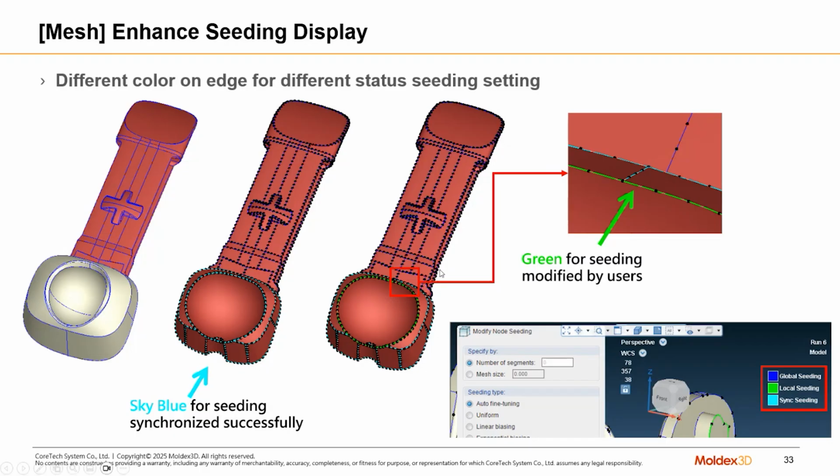So before we turned all the surfaces orange. Now the feature lines will turn green as an indication that you have already fixed that or already changed the global node seating to some other value.